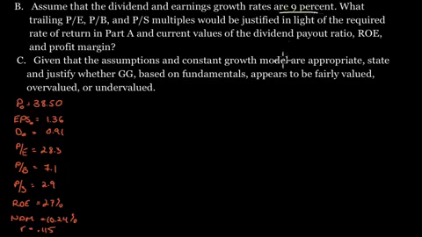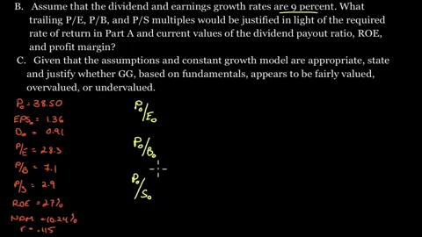Okay, so there's 9%. What trailing PE, PB, and PS multiples would be justified in light of the required rate of return in Part A and current values of the dividend payout ratio, ROE, and profit margin? So that may sound confusing, right? But let's break it down. What are we being asked? It's saying what trailing multiples would be justified. Okay, so we need trailing multiples. So we need price to earnings. We need price to book, and since it's trailing, right, it's all P over E naught, B naught, and S naught, right?